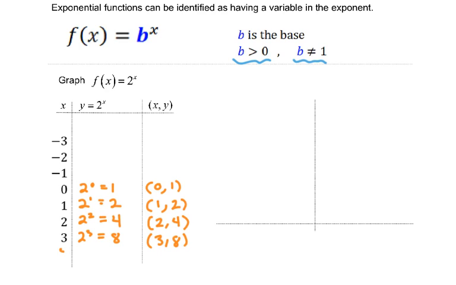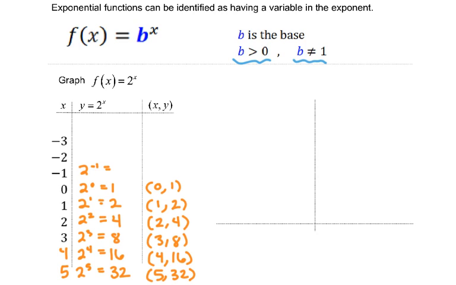And even if I were to plug in 4, 2 to the 4th is 16. So if I plug in 4, I get out 16. Or 5, 2 to the 5th is 32. So you plug in 5, you get out 32. And you start to see those y values are increasing at a faster rate, and something we might describe as exponentially.